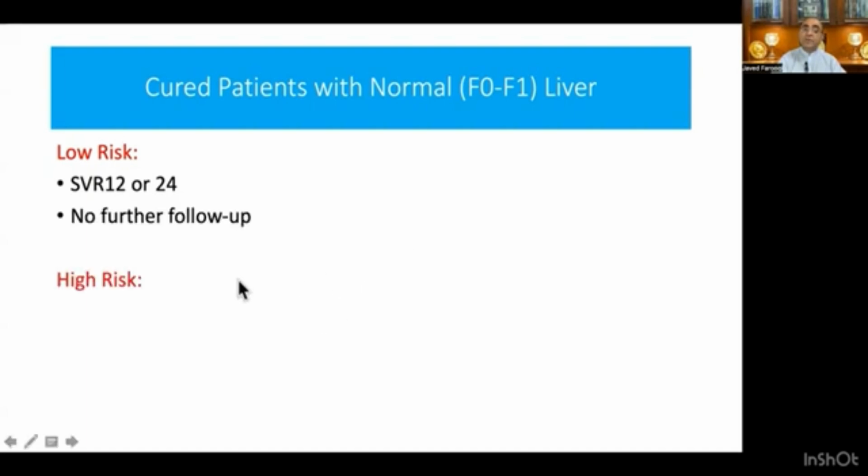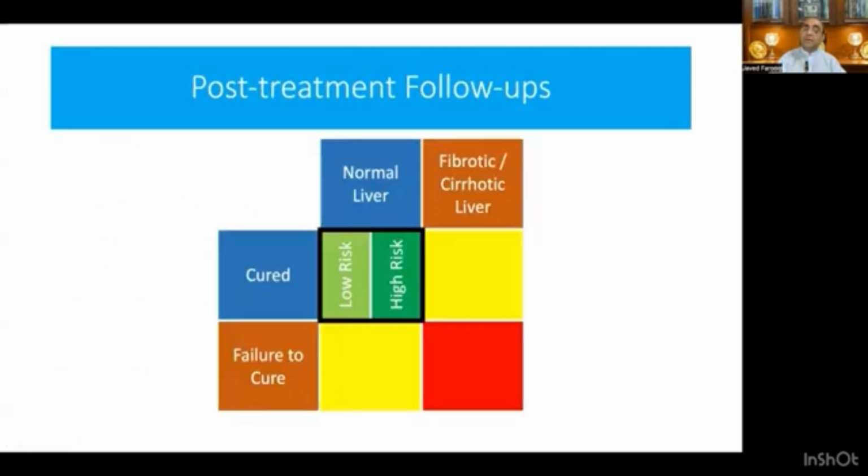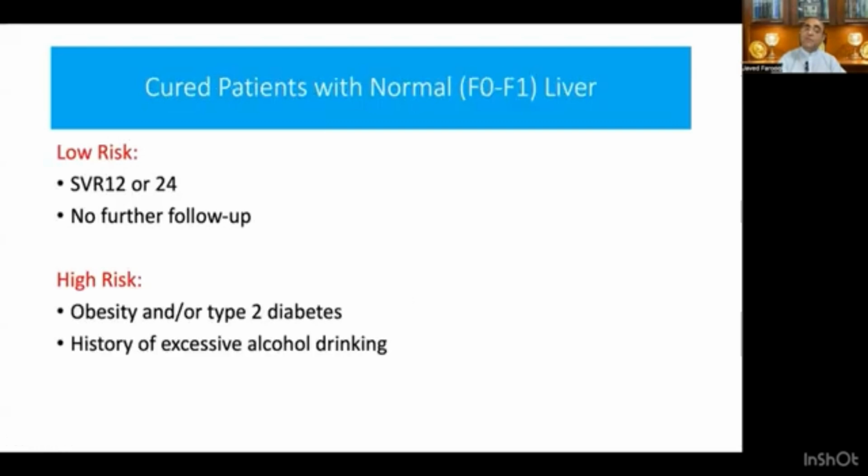But if the patient is a bit higher risk, because of his behavior or metabolic status, like the patient is obese or has type 2 diabetes, or if there is a history of excessive alcohol drinking, then in these patients follow-ups are required. So in the low risk, just check the SVR 12 or 24 and no further monitoring is important. But if this is a patient with metabolic syndrome or other risky behaviors, then these patients need follow-ups and should be kept on follow-up.